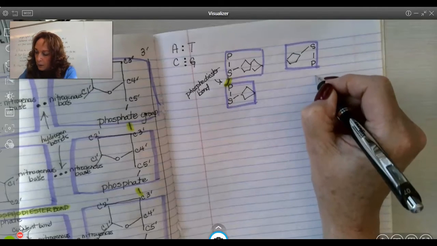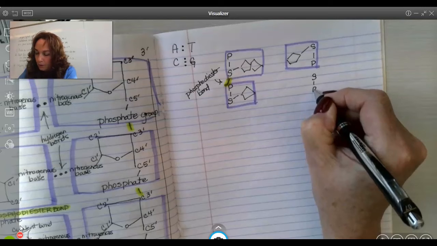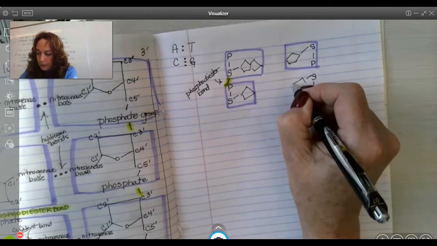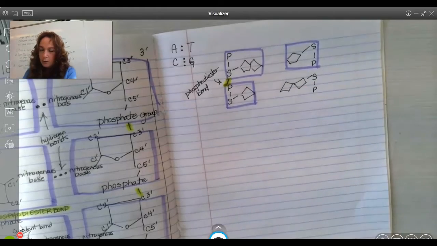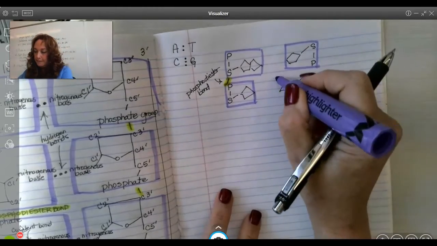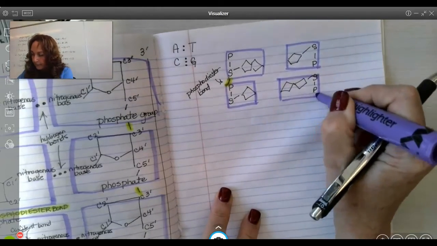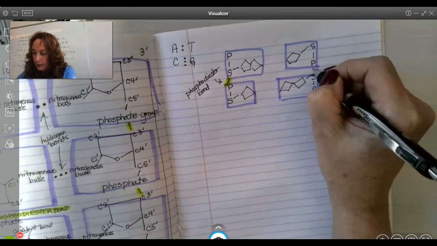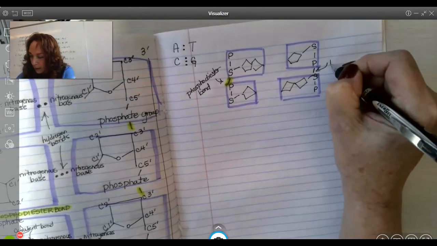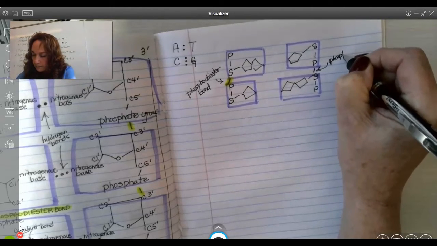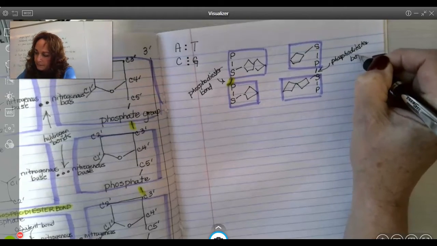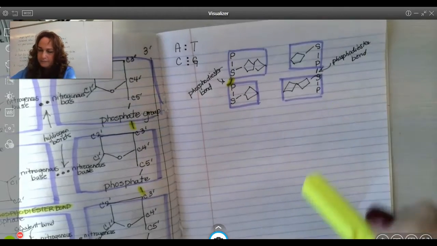So I'm going to put sugar covalently bound to a phosphate group. The sugar is covalently bound to this purine. That becomes my 4th nucleotide. Let's bond these together. Phosphodiester bond.